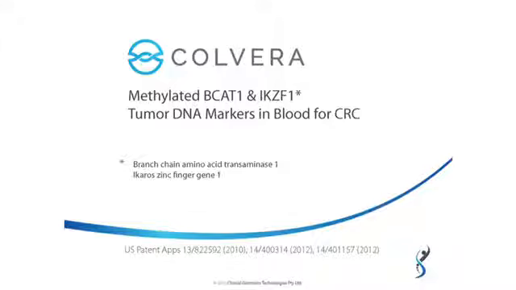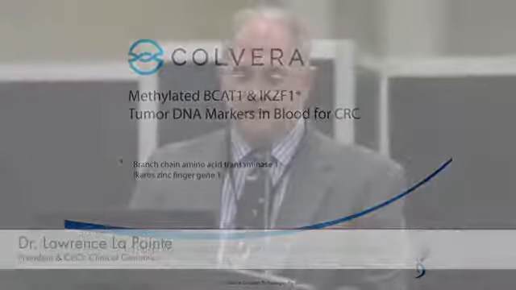Branched-chain amino acid transaminases are involved in cell cycle regulation. And the Ikaros zinc finger marker is now identified as a tumor suppressor gene that seems to control Notch signaling, which is important in crypt formation in the colon. So, an interesting post hoc story for us. But focusing on our product here, from here on out I'll call it Colvera. I'm referring to this 2-gene hypermethylation assay.